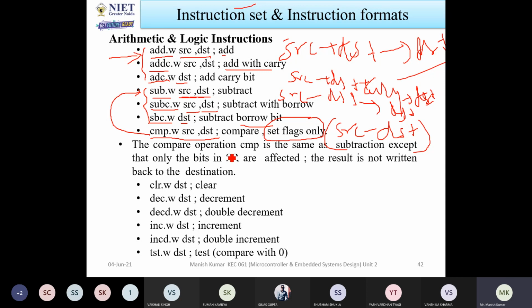Okay. So the compare operation, CMP, is the same as subtraction, except that only the bits in SR are affected. So the status register is affected. The result is not written back to the destination. So this is the exact difference between cmp.w and sub.w.